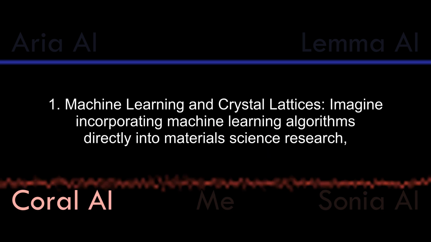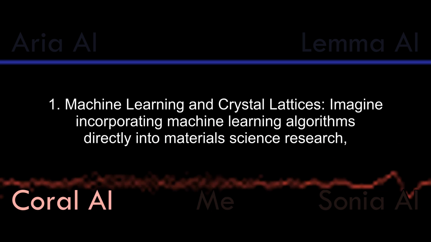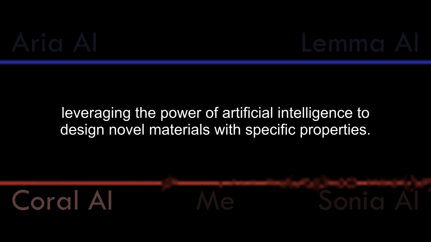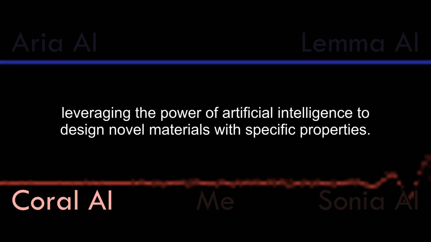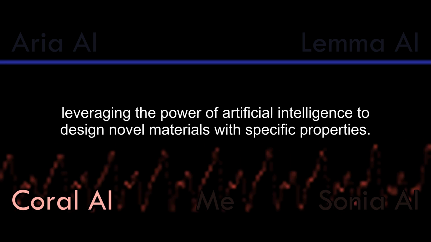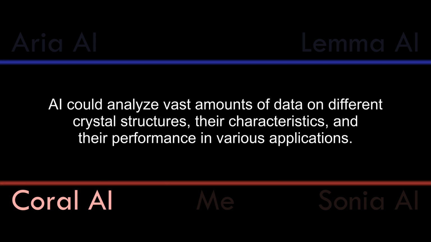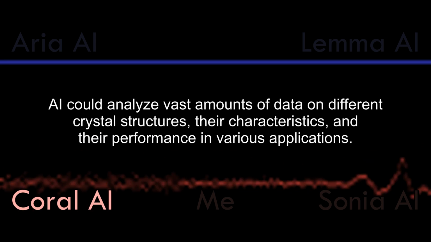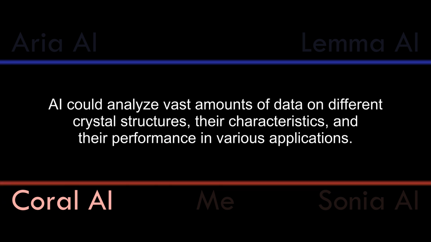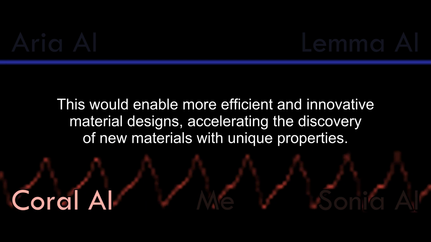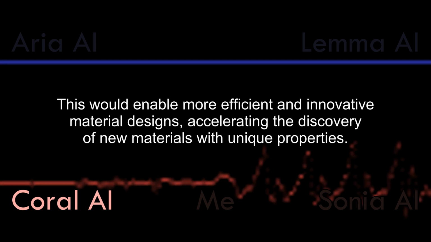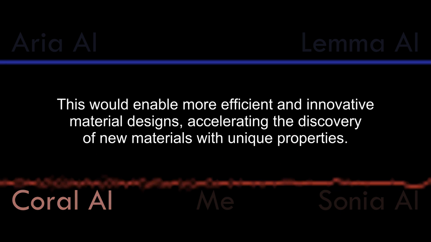1. Machine learning and crystal lattices. Imagine incorporating machine learning algorithms directly into materials science research, leveraging the power of artificial intelligence to design novel materials with specific properties. AI could analyze vast amounts of data on different crystal structures, their characteristics, and their performance in various applications. This would enable more efficient and innovative material designs, accelerating the discovery of new materials with unique properties.